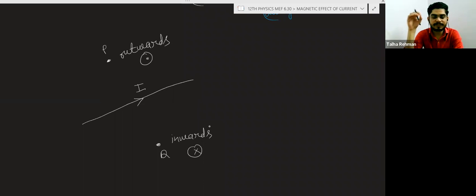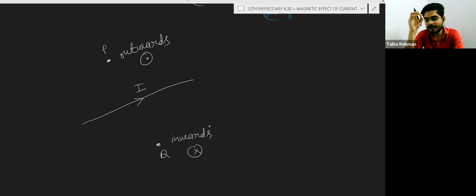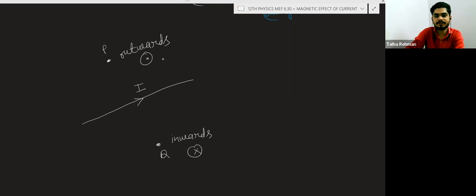Now clear, Nafisa and Matthew? Yes, yes, sir. Okay, fine. So inward is also another name for negative z-axis, and outward is positive z-axis. Inwards is negative z-axis, and this is positive z-axis, outward.